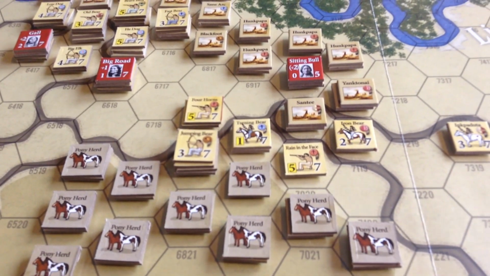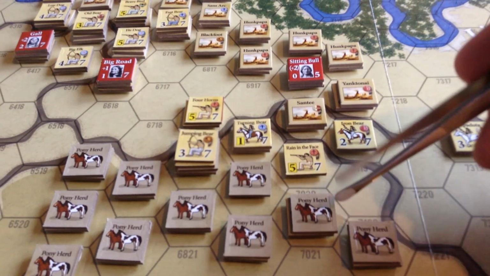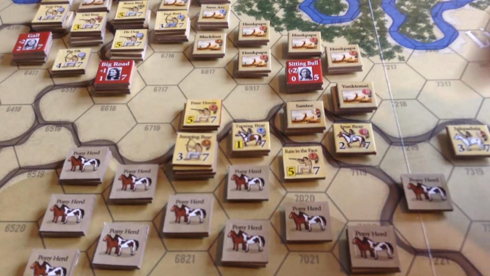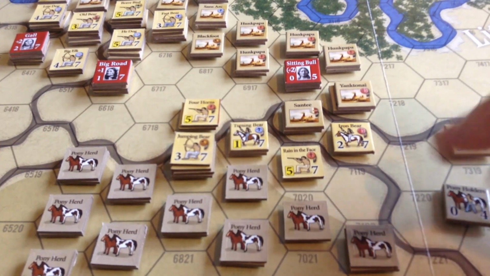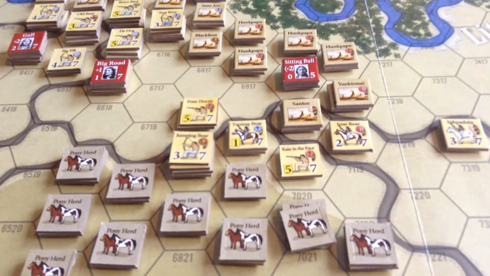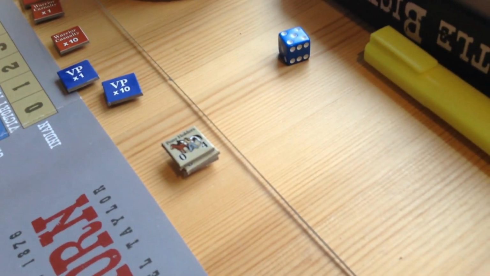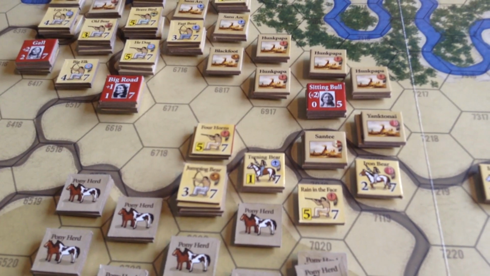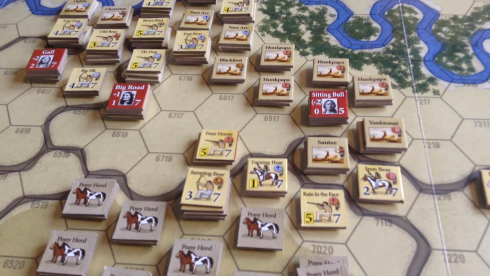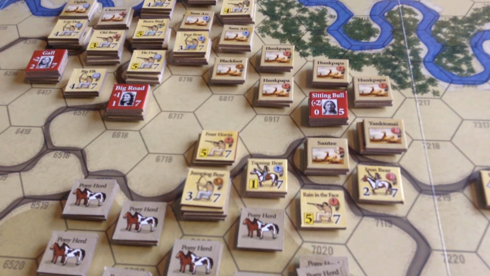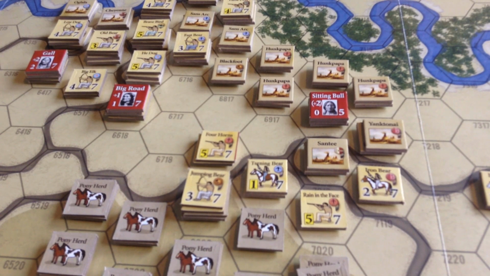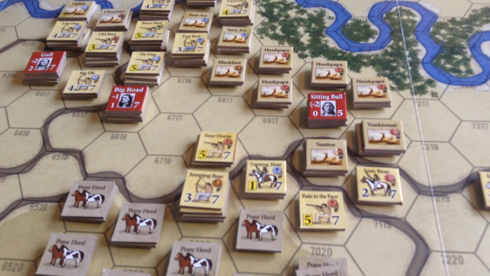Now, when you mount up, you remove, or rather flip the pony herd counter to its pony holder side, and then just set it aside to show that later on you can dismount. So we've got the Indians reacting now to Custer's move, and let's go on to the next turn. The cavalry will move, and the tail end of Custer's column will come up too.